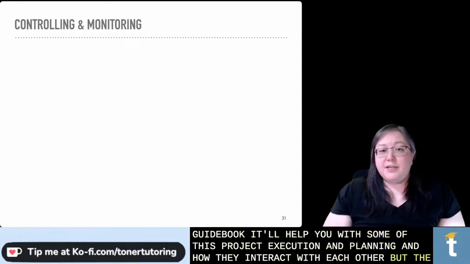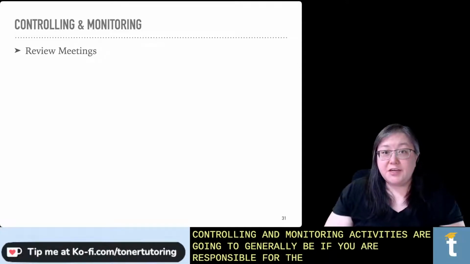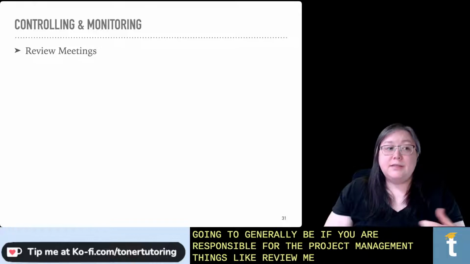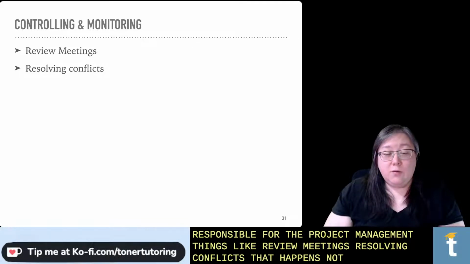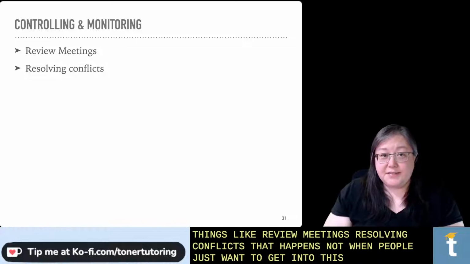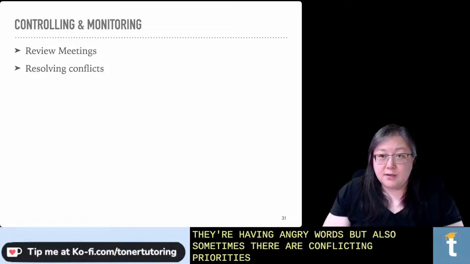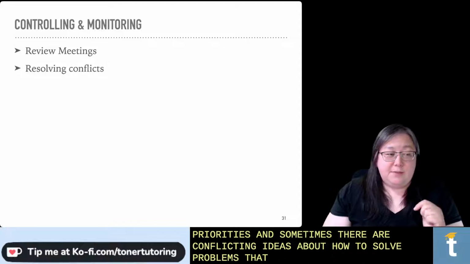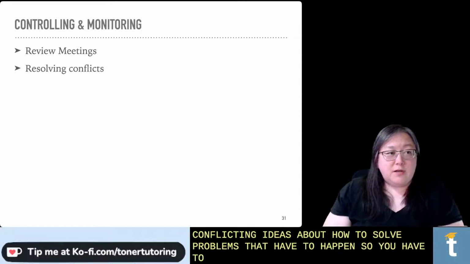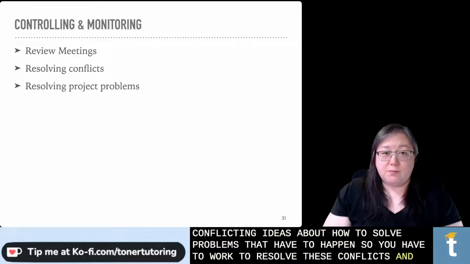But the controlling and monitoring activities are going to generally be, if you are responsible for the project management, things like review meetings, resolving conflicts. That happens not when people just want to get into fisticuffs and they're having angry words, but also sometimes there are conflicting priorities. And sometimes there are conflicting ideas about how to solve problems. So you have to work to resolve these conflicts and resolve other project problems.